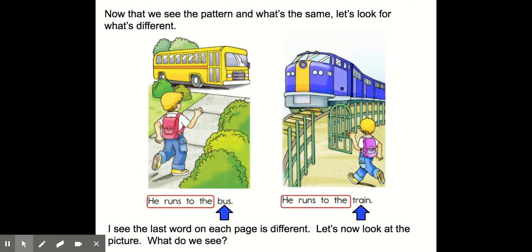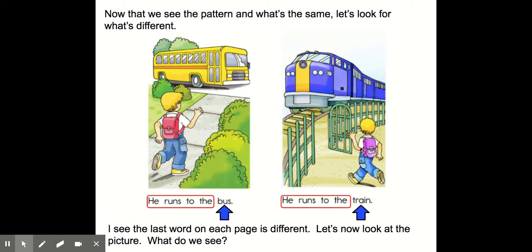Well, I notice here this word that starts with that letter B, b, and the word on this page starts with T, tr. Notice those words aren't the same. They're different. "He runs to the" is the same, but there's a different word. I see the last word on each page is different. So now this is where we look at the picture.